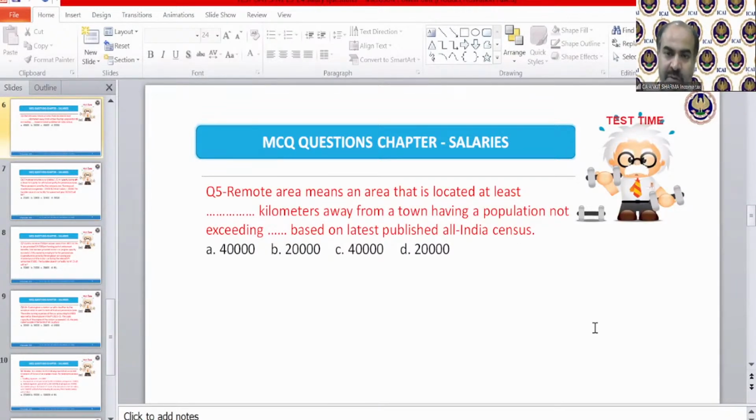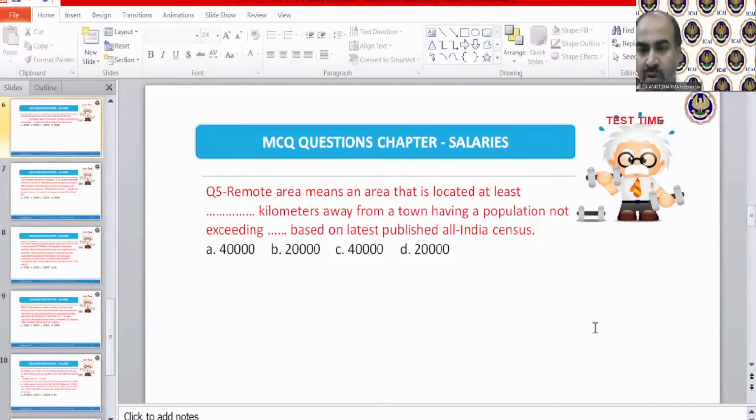The first fill in the blank will be 40 kilometers. I need to ask you the second: exceeding so much population. So you need to tell me the correct population to find out the meaning of remote area. It is very simple. It has already been written in the notes.